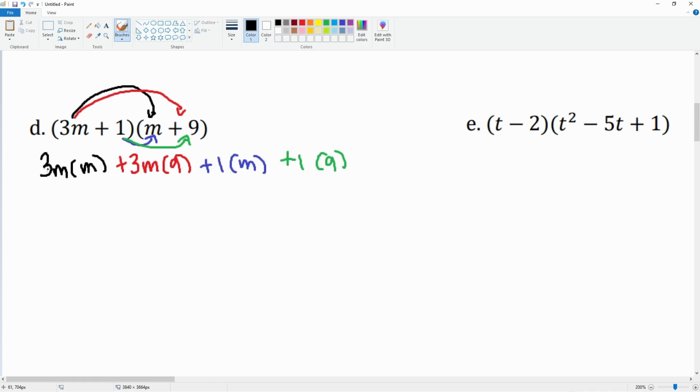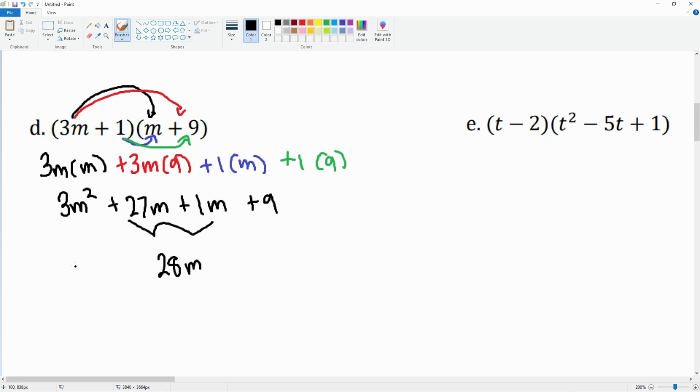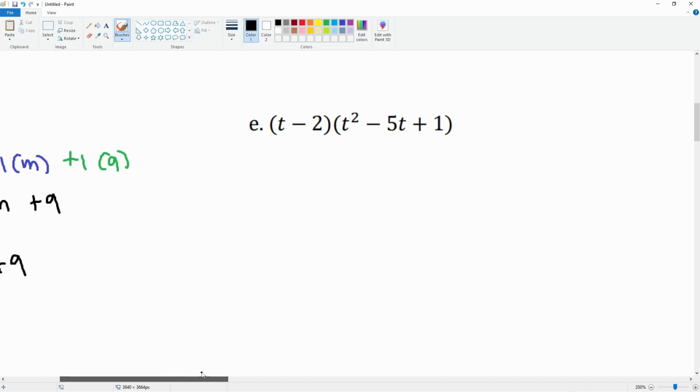All right, 3m times m, this is 3m squared plus 3 times 9, it is 27m. 1 times m, it is just 1m. 1 times 9 is just 9. Here you get 27m and 1m. 27m and 1m becomes 28m. Bring everything else down. 3m squared plus 28m plus 9.